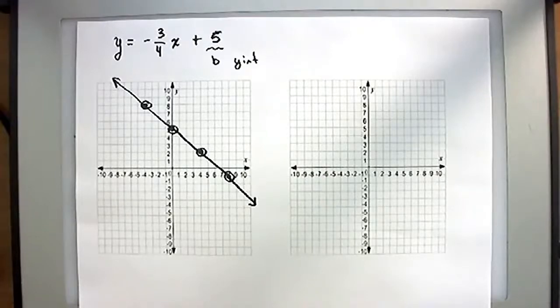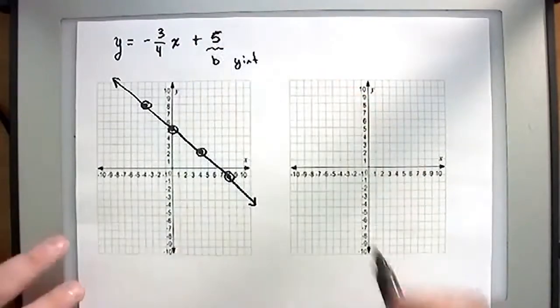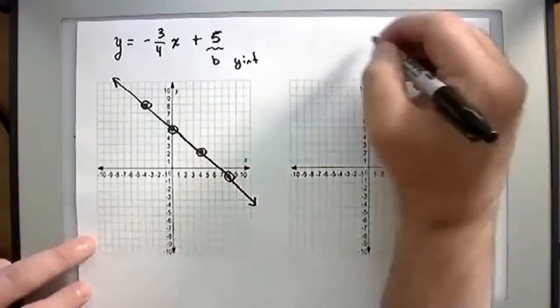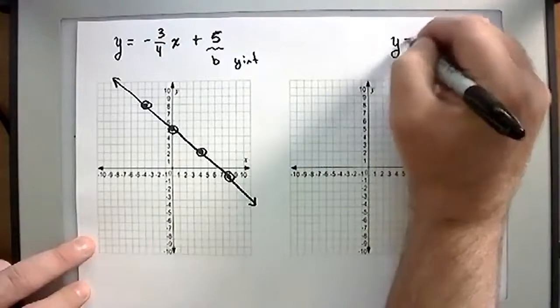So fractions are sort of the weakness here. If the y-intercept is not a clean number, it makes it a real pain. So that's y equals mx plus b. What if you got something kind of like this on the test?